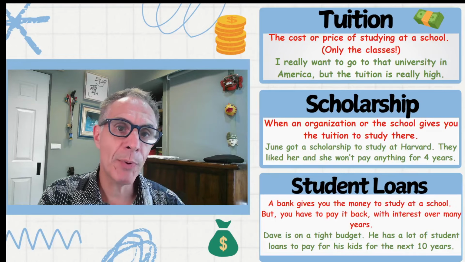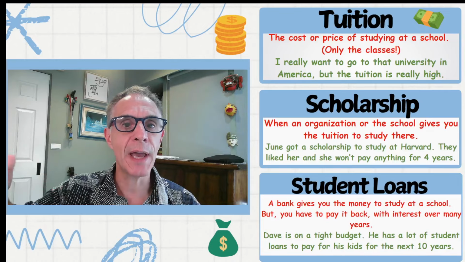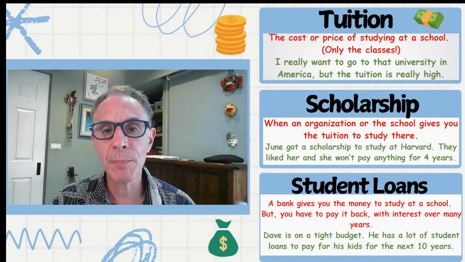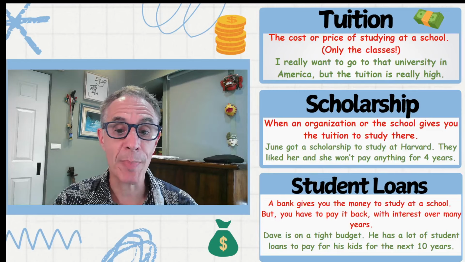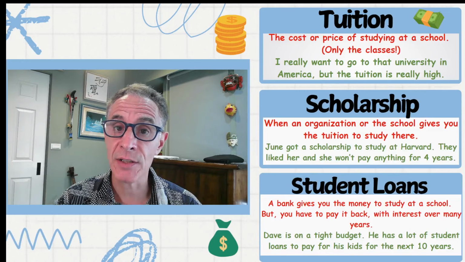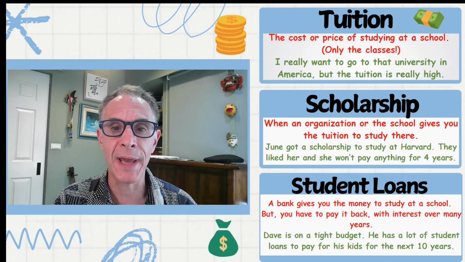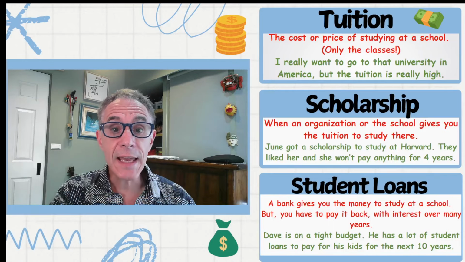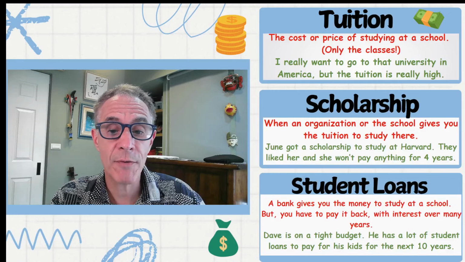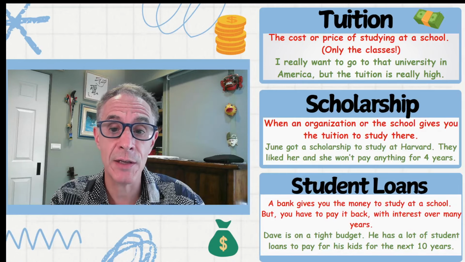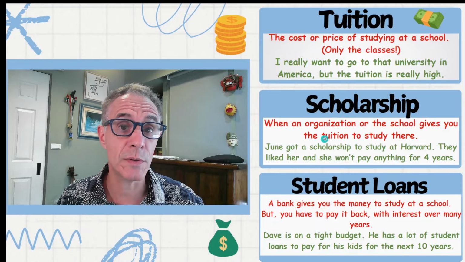But the problem with student loans is you need to pay interest and you need to pay over time, but you can pay the tuition slowly. So a student loan is when a bank gives you the money to study at a school, but you have to pay it back with interest over many years. Dave is on a tight budget. He has a lot of student loans to pay for his kids for the next 10 years. Have you had to pay student loans, or do you pay student loans for somebody else?